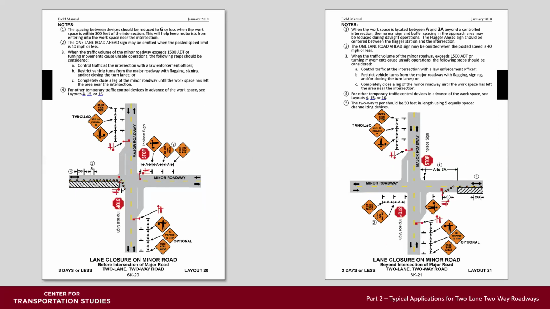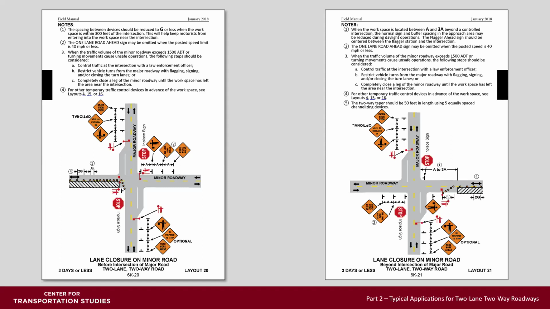Layout 20 is for a lane closure on a minor road before an intersection on a major road. Very specific requirements on this layout. The correct location of the flagger where there's turn lanes: the flagger must stand at the beginning of the turn lane to ensure that they're directing all the traffic that's approaching. If you stand inside that turn lane, people won't understand that they're supposed to all stop at your direction.